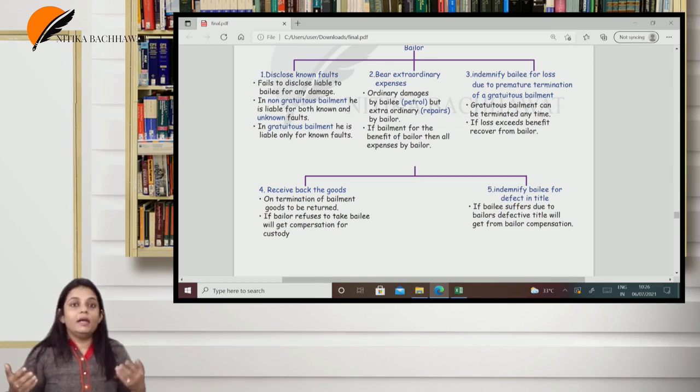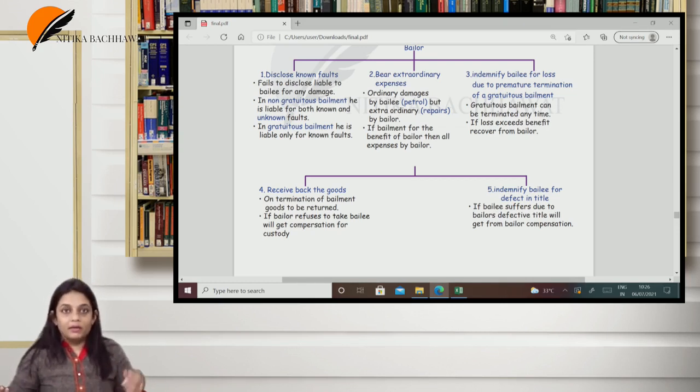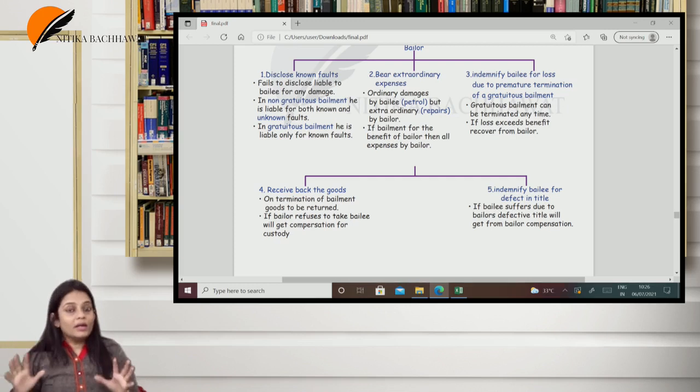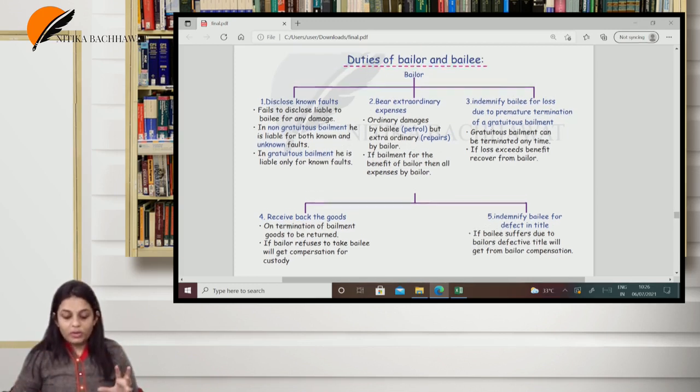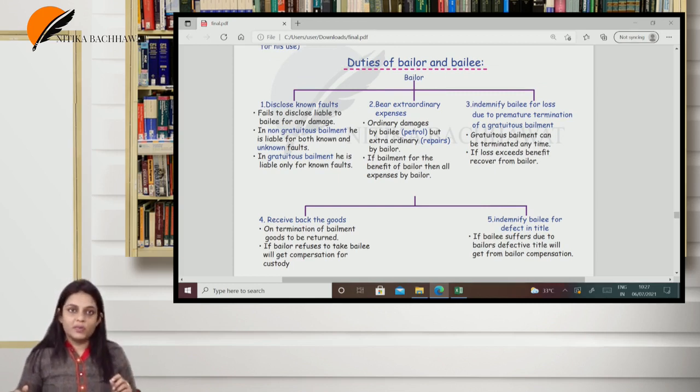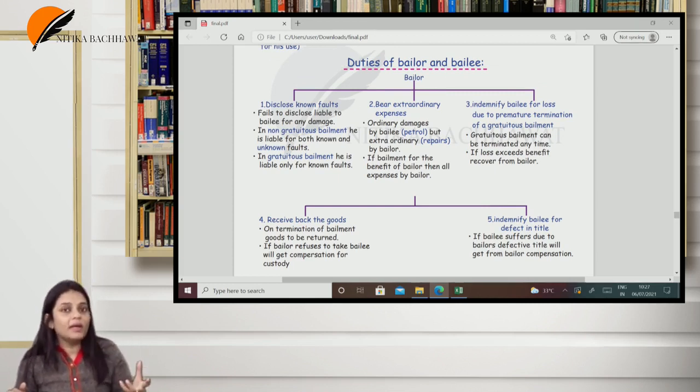Let us say I lend you my car or my bike. The petrol is the ordinary expense, but let's say if something happens, the engine breaks down and you get it repaired, that is extraordinary expenses. Now what the act is saying is that the bailor has to bear the extraordinary expenses. The ordinary expenses shall be borne by the bailee.